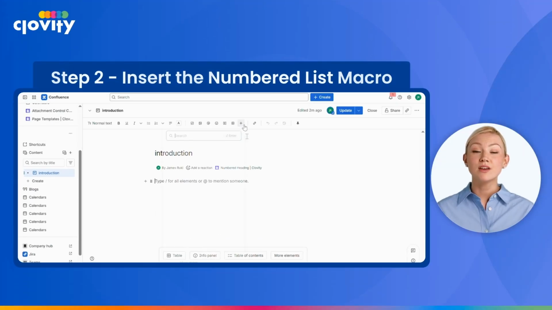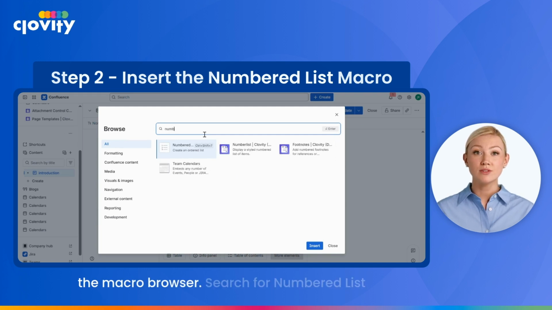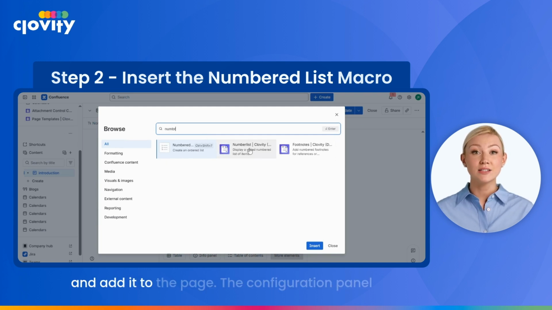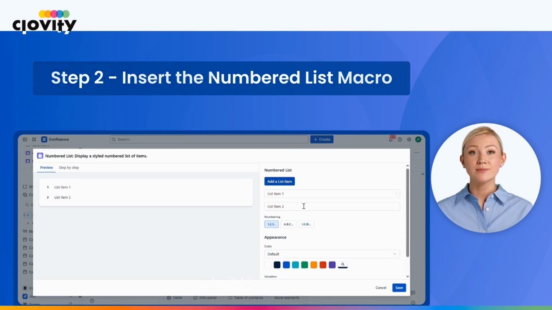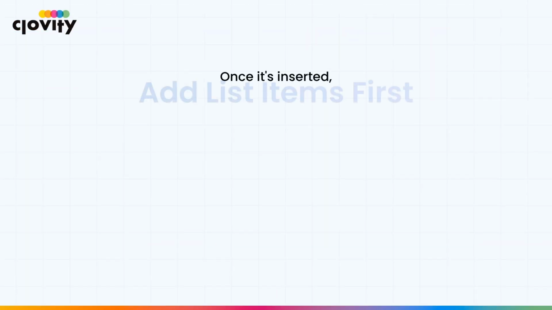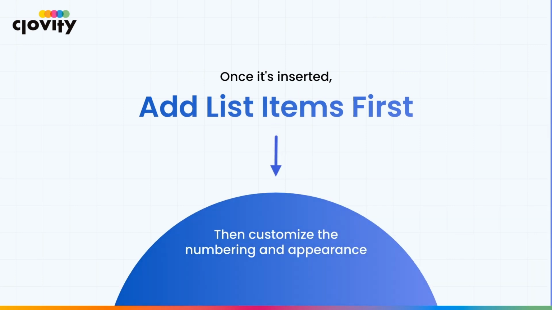Step 2, click Insert, plus, or type a / to open the macro browser. Search for numbered list and add it to the page. The configuration panel opens with a live preview showing your list as you build it. Once it's inserted, we'll add the list items first, then customize the numbering and appearance.